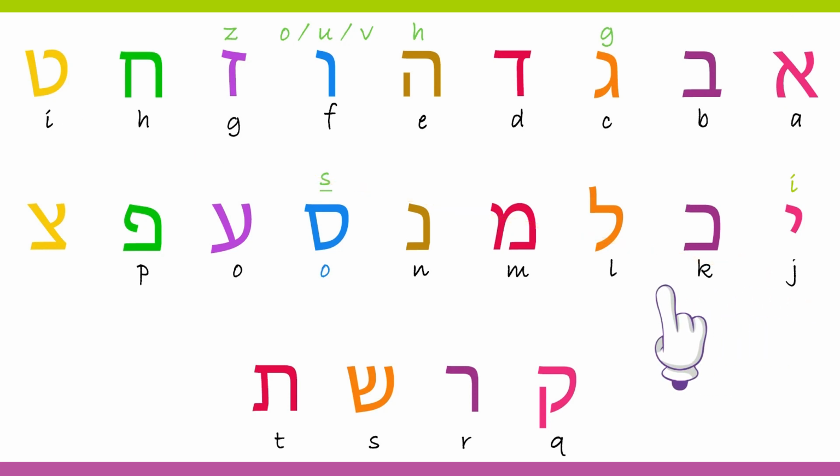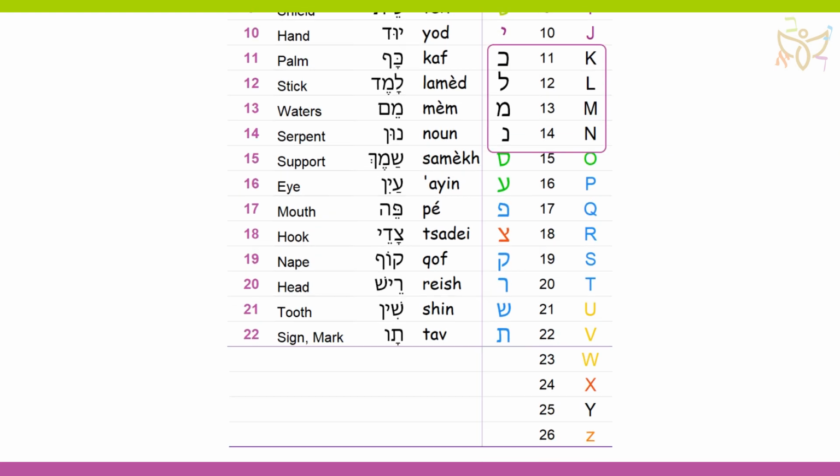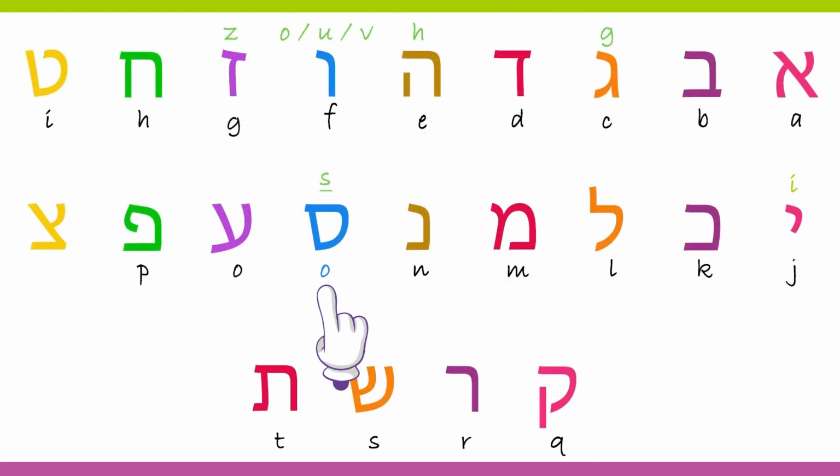The letters Kaf, Lamed, Mem, and Nun all correspond to their respective letters K, L, M, N. The next letter, I have a little trouble pronouncing it. Can you please tell me how to pronounce it, Shira? Yes, of course, it is pronounced Samekh.